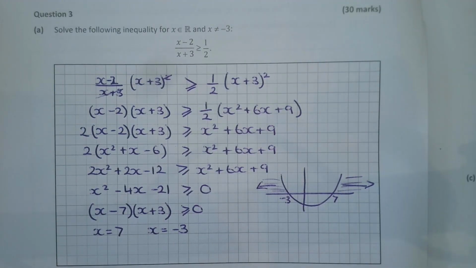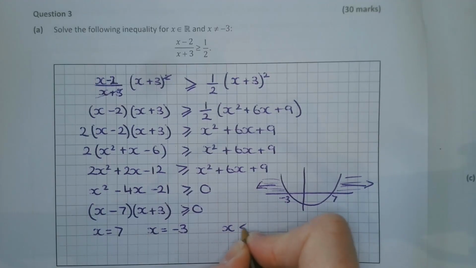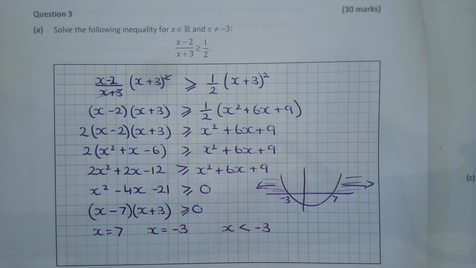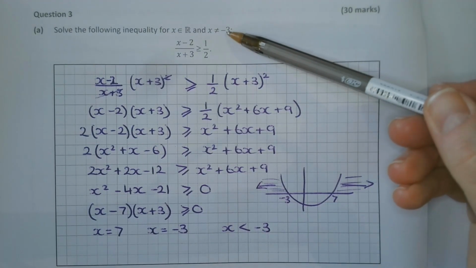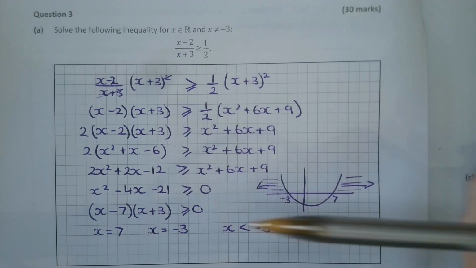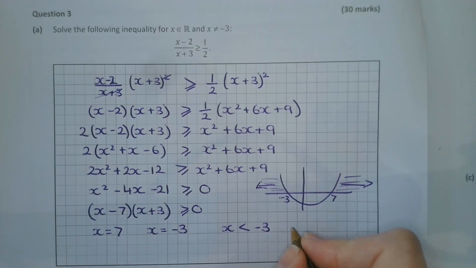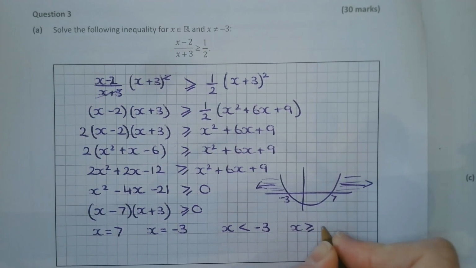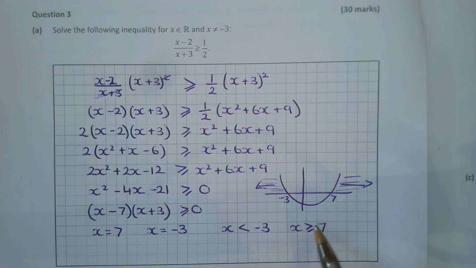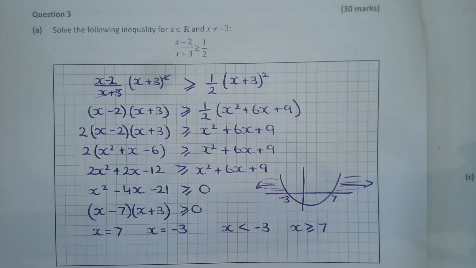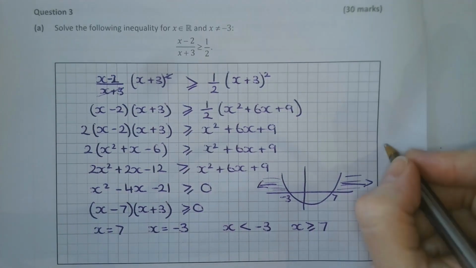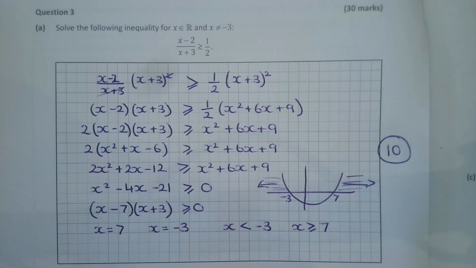So that would mean that x would have to be less than minus 3. Now the reason why it's not equal to minus 3 is because in the question it tells me x cannot be equal to it. Otherwise we would put the or equal to sign as well. And then x is greater than or equal to 7. That one we can include the or equal to because there's nothing in the question that tells me otherwise. And that's my answer. And that would be 10 marks from the question.